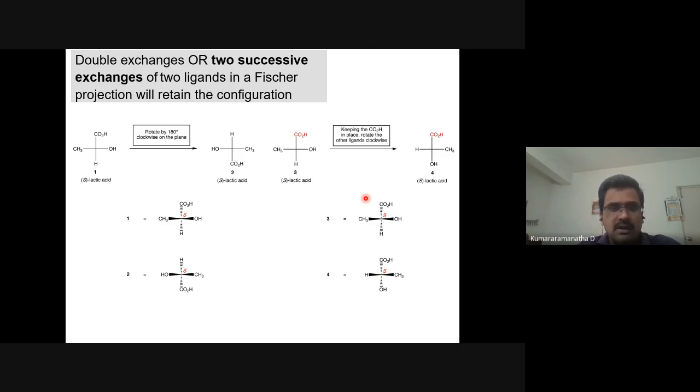Any doubts, anyone? So again, we were talking about CIP rules, where we assign priority to the functional groups based on atomic number and the inner sphere, followed by, if there is any equivalence, going to the next set of carbon atoms. These are the main things in the CIP rules. But if you do a double exchange in the functional groups, we can retain the configuration. So is there any doubt, anyone?